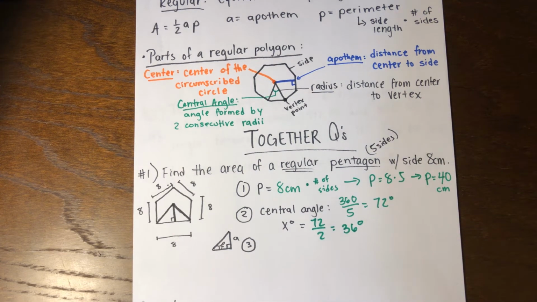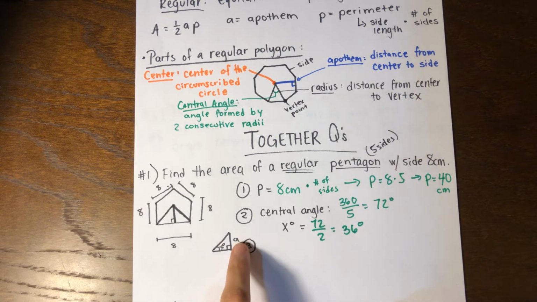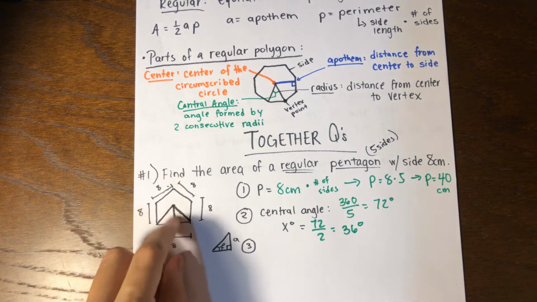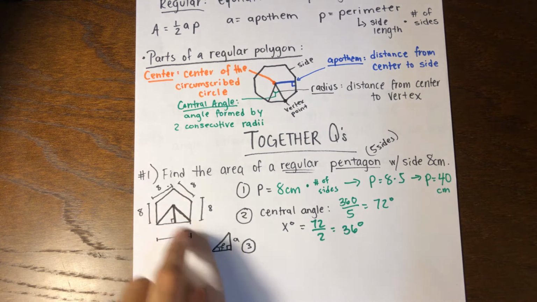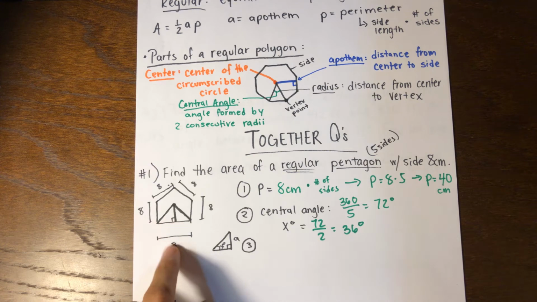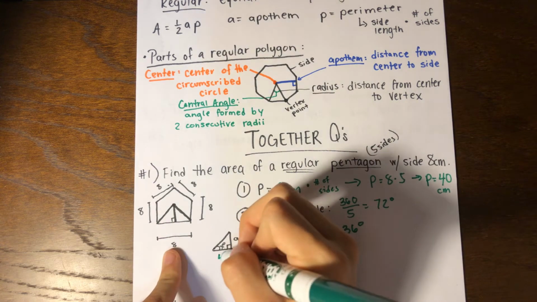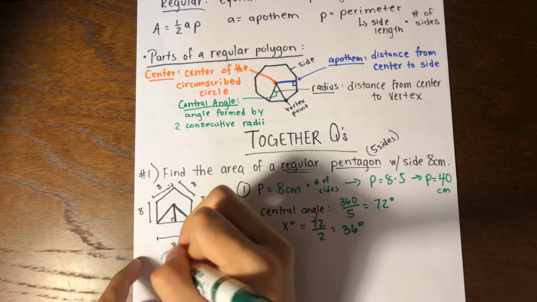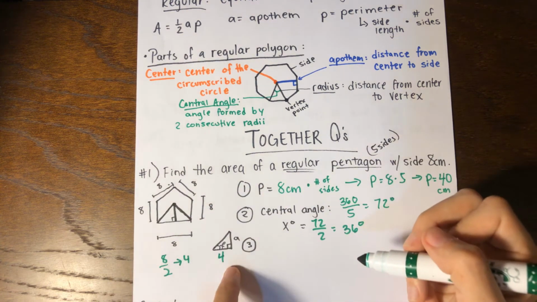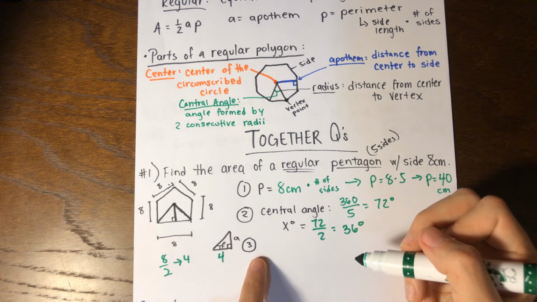Okay, but we are trying to find our apothem. So I've split this in half, right? The apothem is this bar going down. And we know that half of 8 is 4. 8 divided by 2 gives us 4. So we have 4.